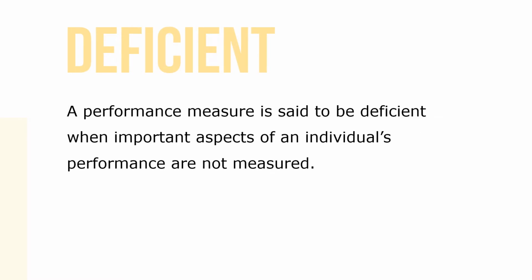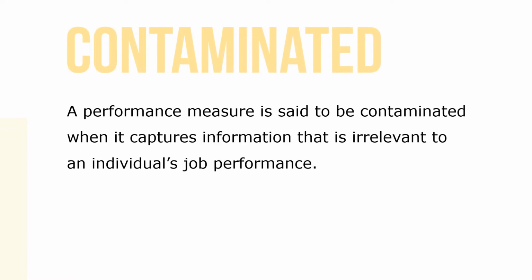Sometimes, however, performance evaluations go awry because the measures used are deficient or contaminated. A performance measure is said to be deficient when important aspects of an individual performance are not measured. A performance measure is said to be contaminated when it captures information that's irrelevant to an individual's job performance.